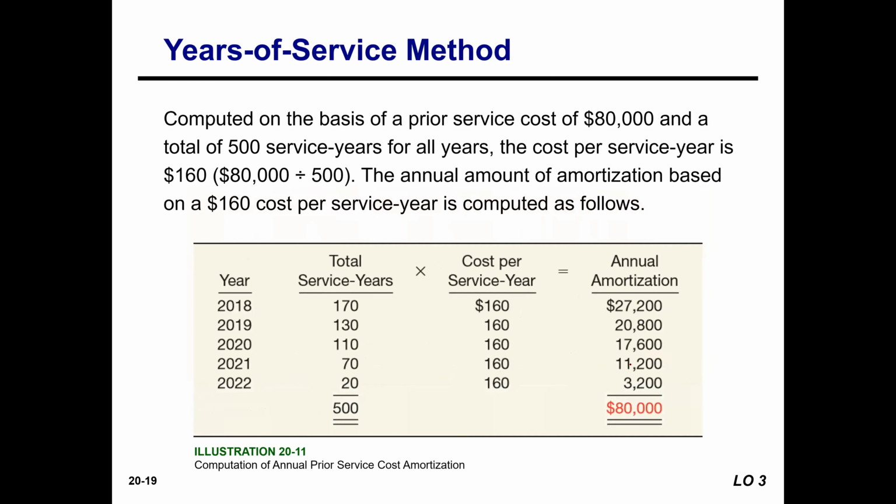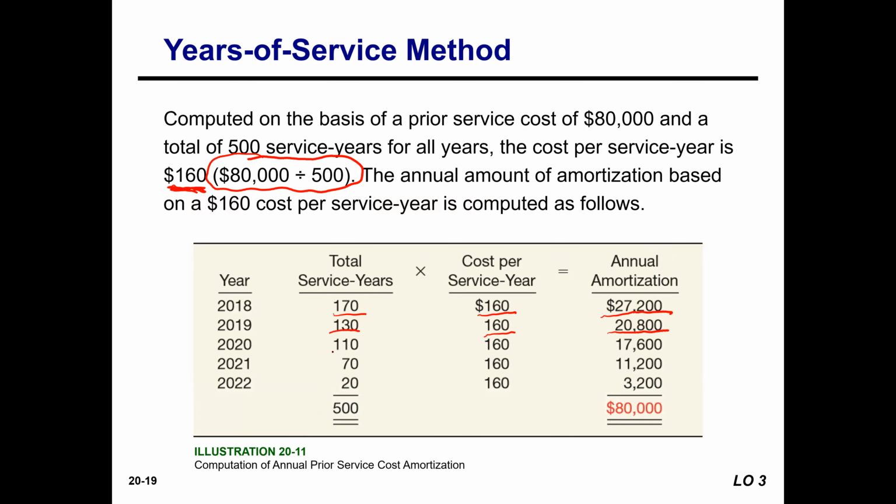And so now we're looking at that 80,000 divided by 500 service years, and we're going to get the cost per service year is $160. So the annual amount of amortization based on the $160 cost per service year is computed as follows. In 2018, we've got 170 service years. We're multiplying by $160, so we're going to amortize $27,200 in 2018. 2019, we've got 130 service years times 160. We're going to amortize $20,800.